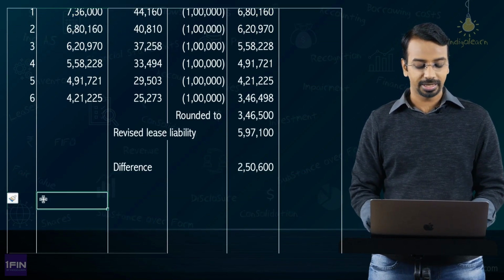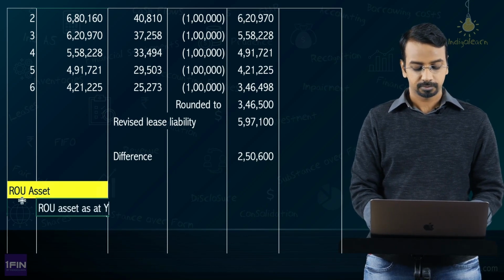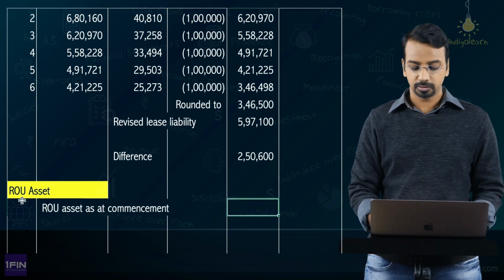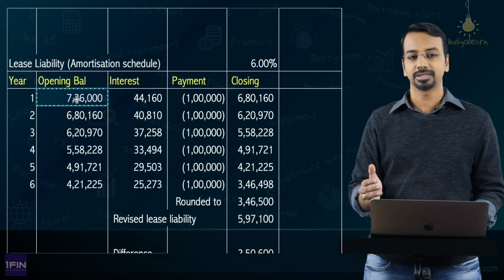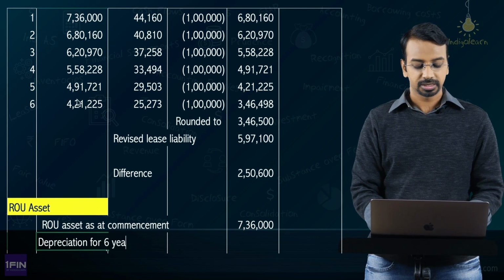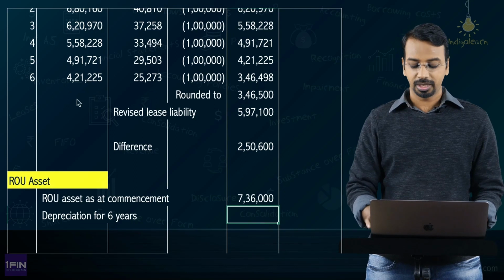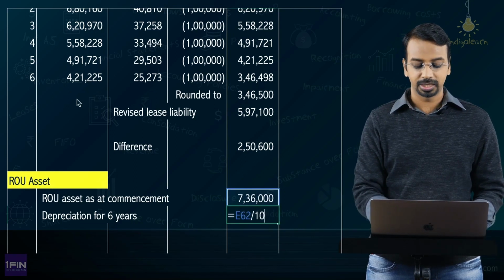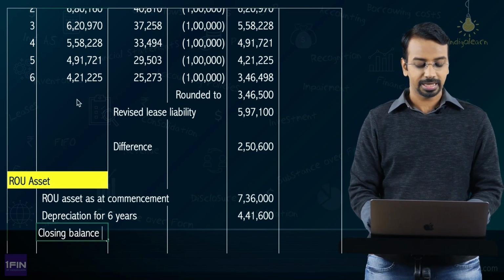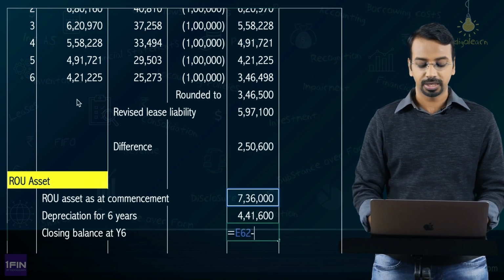Now, looking at the right of use asset, what is the opening balance? ROU asset at commencement would have been how much? Your 7,36,000. Okay. Then depreciation for 6 years. Why 6 years? Because revision is happening from beginning of 7th year. So you have to consider it 6 years. Considering straight line method, 736 divided by 10 multiplied by 6. You get 441,600.